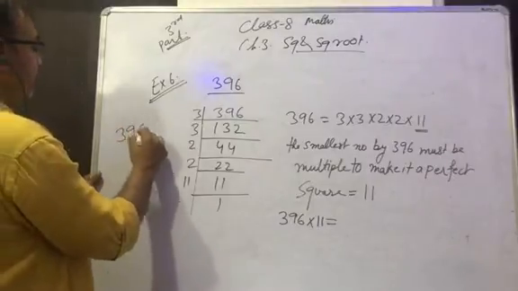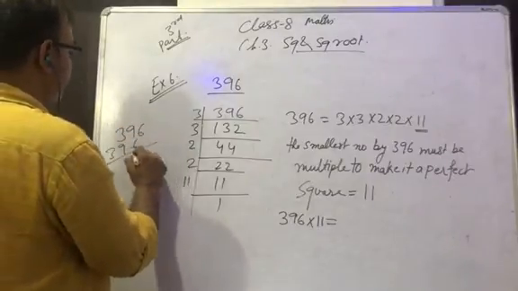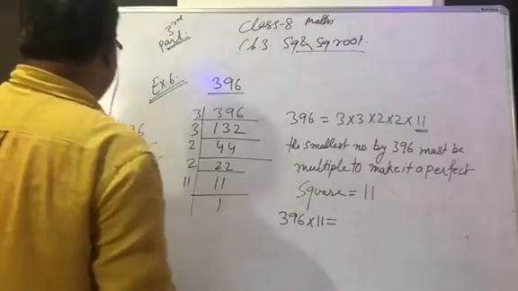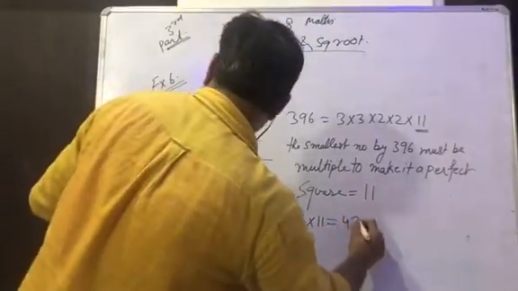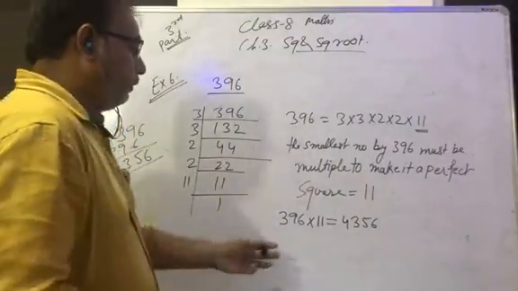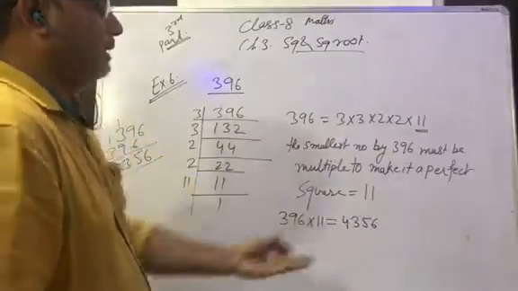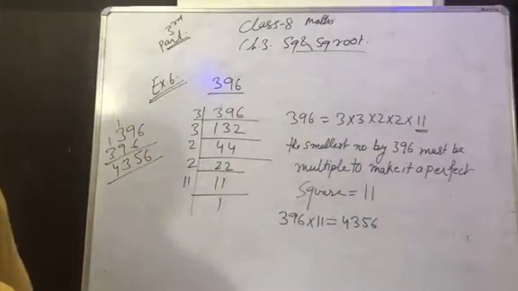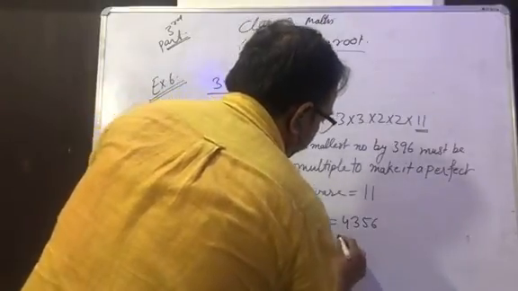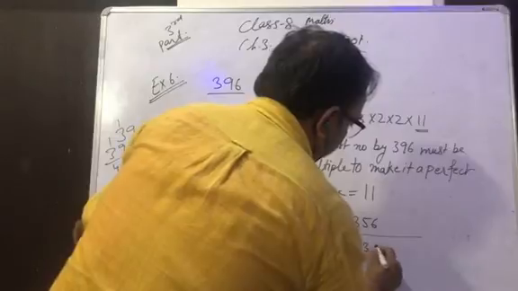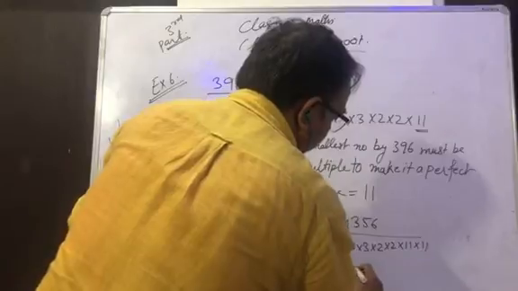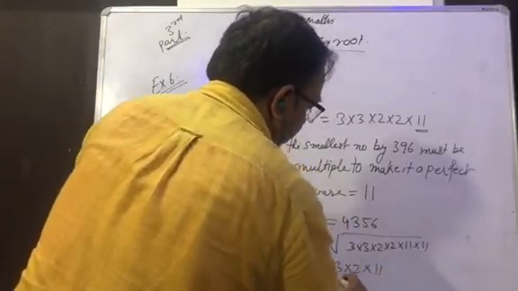So 396 times 11 is 4356. 4356 is a perfect square number. If you have to find the square root, you can find it using this. If you want to find the square root of this, it will be 3 times 3, 2 times 2 and 11 times 11. So it will be 3 2s and then 11. 3 2s are 6 and 66.